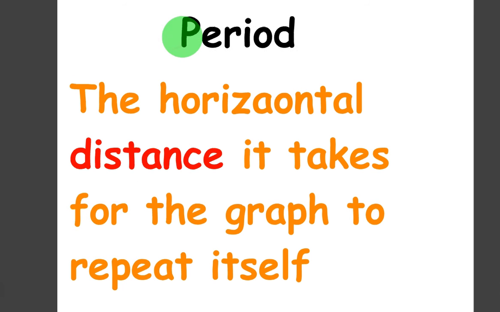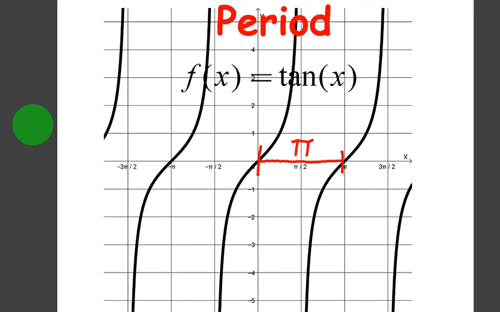Next, we're going to be looking at the period of tangent and cotangent. Remember that period is the horizontal distance it takes for the graph to repeat itself. First of all, let's take a look at tangent. Tangent is a series of S-curves. As we can see here quickly on the graph, it actually only takes pi units for the pattern to repeat itself.